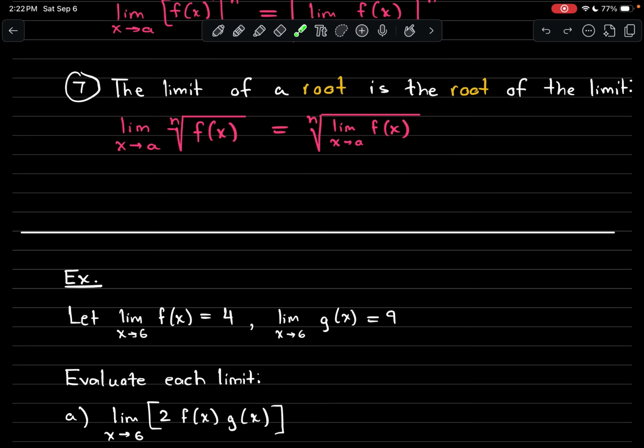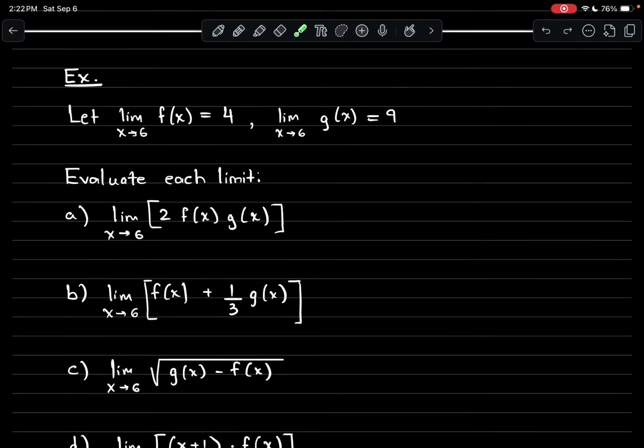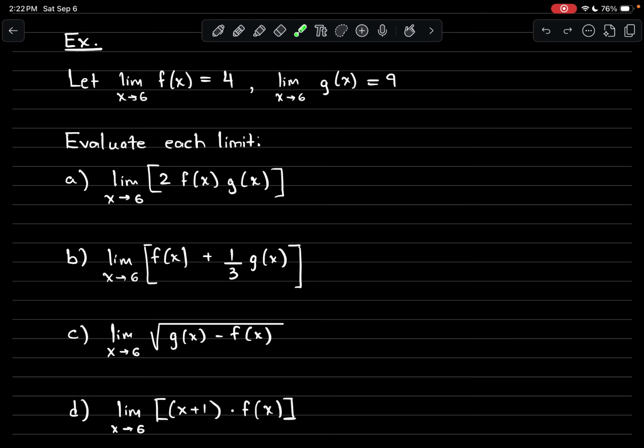All right, now let's look at some examples. So suppose they predefined the limit as x approaches 6 of f of x to be 4, the limit as x approaches 6 of g of x to be 9. Then we can try to compute each one of these limits using the laws that we've just seen, laws 1 through 7. So you can take a second to pause the video and try these out on your own.